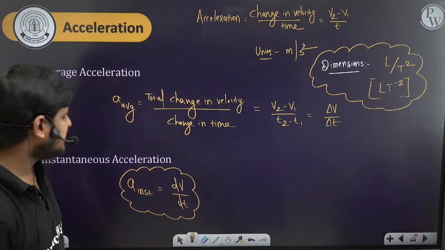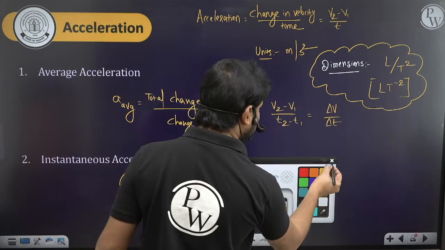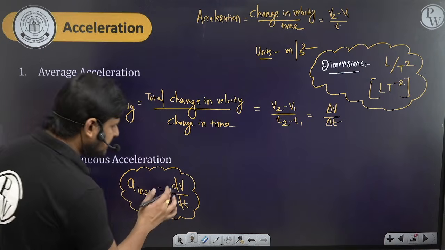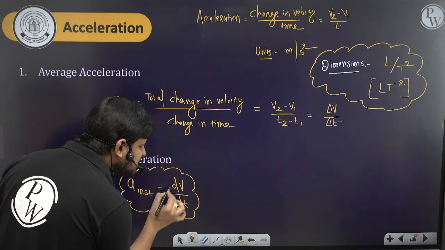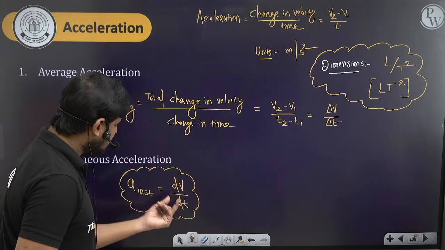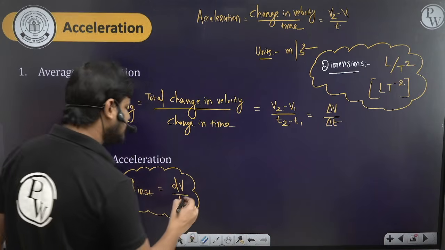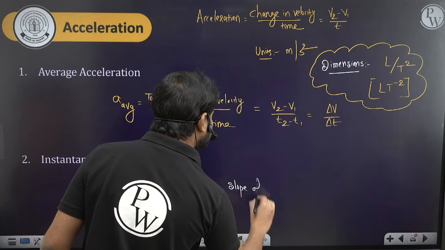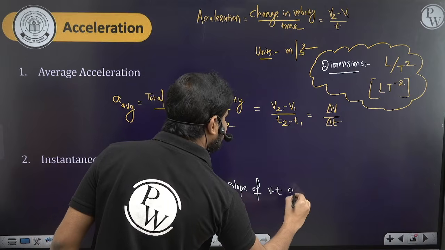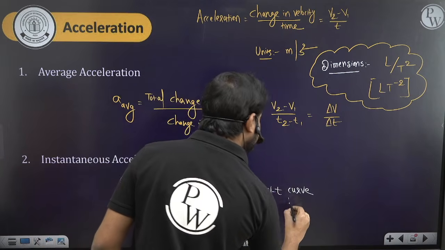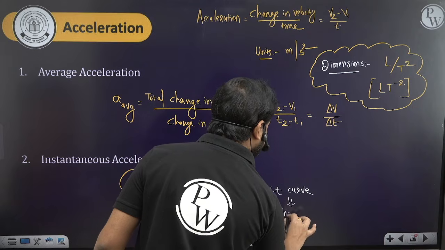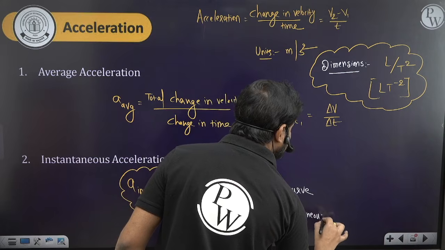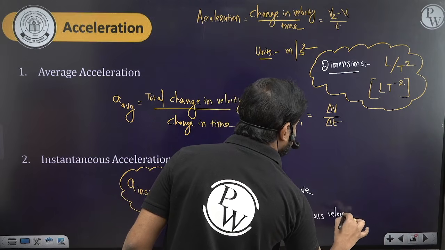The instantaneous acceleration is d by dt of v. What does that mean? The differentiation of velocity gives the acceleration. So the slope of the v-t curve gives the instantaneous acceleration.